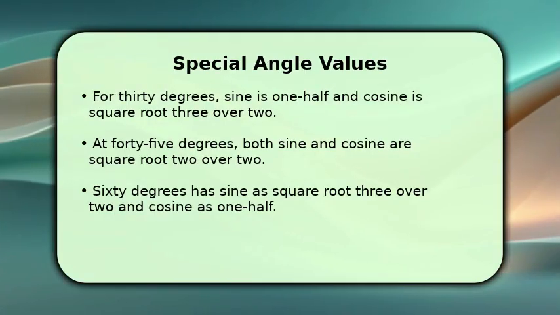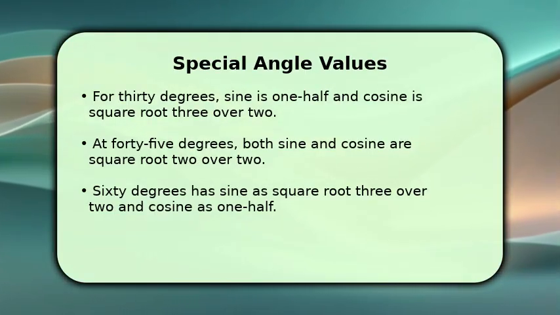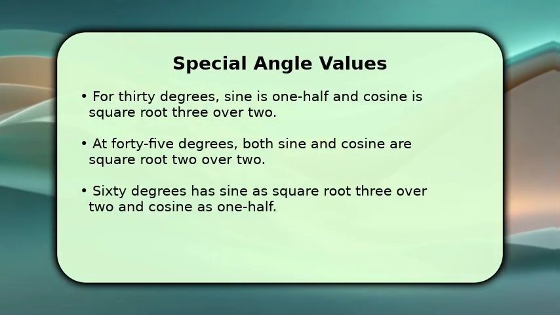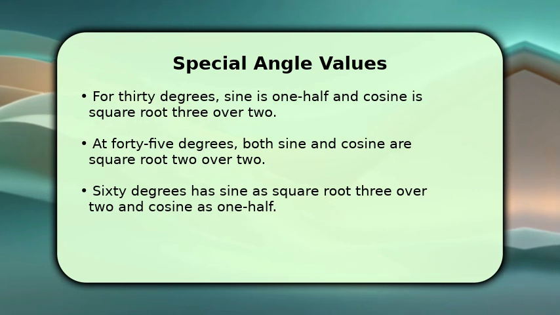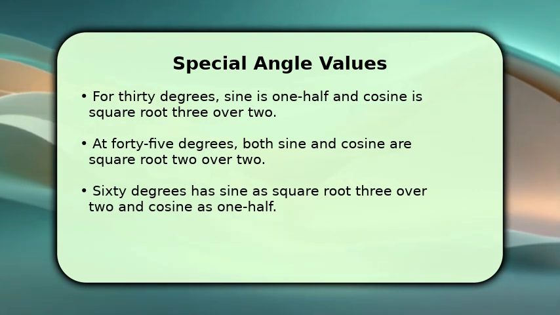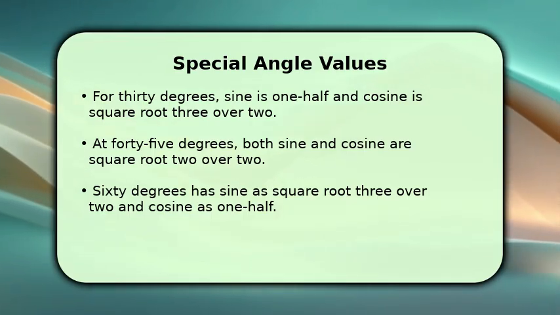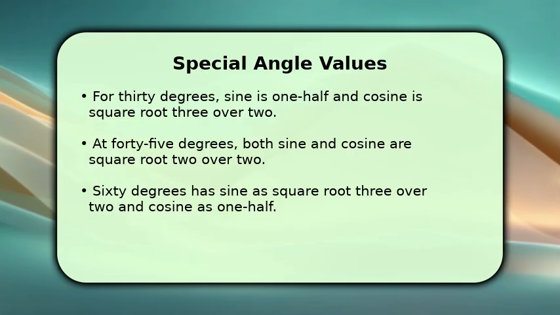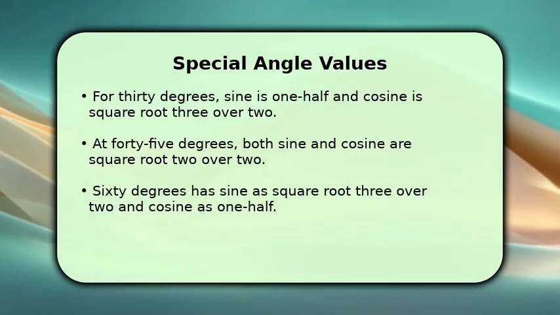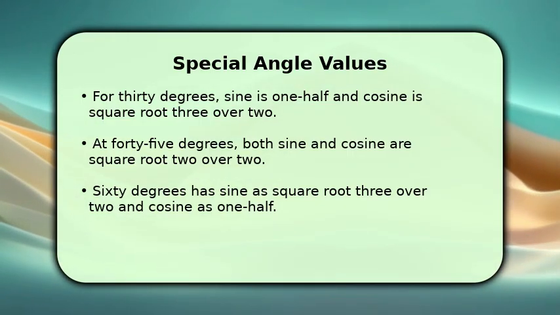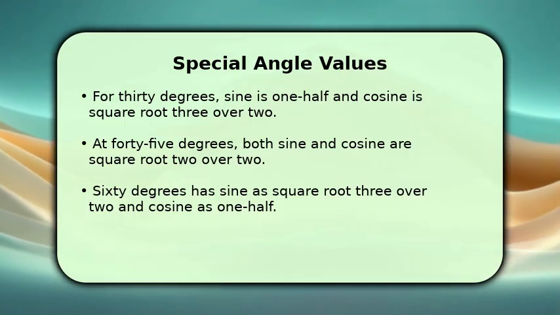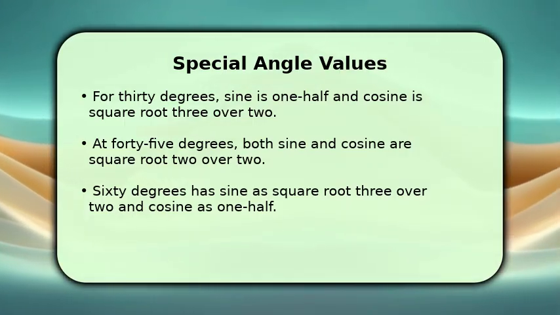Let's dive into the specific values for our special angles. For 30 degrees, the sine is 1/2, and the cosine is the square root of 3/2. Moving to 45 degrees, both sine and cosine are the square root of 2/2. Then, at 60 degrees, sine is the square root of 3/2, and cosine is 1/2. Notice the symmetry and how these values relate to each other.